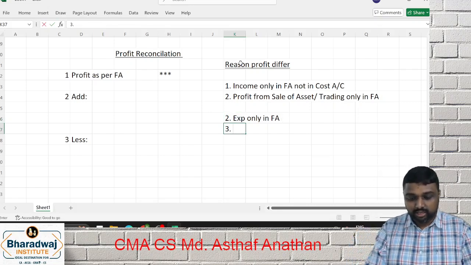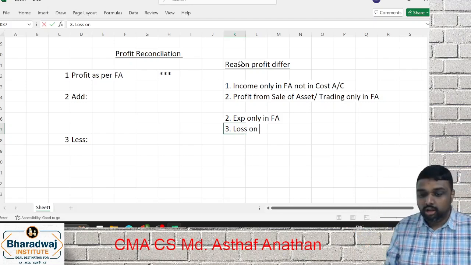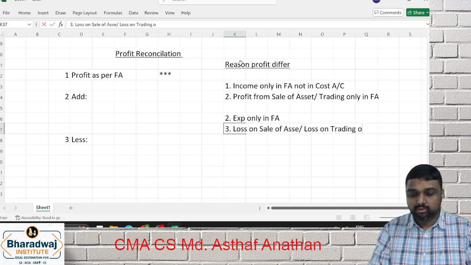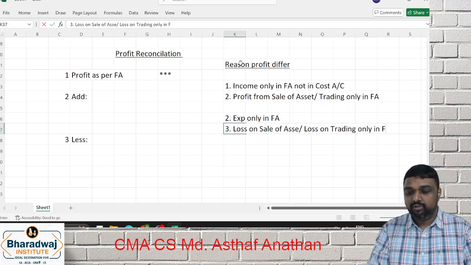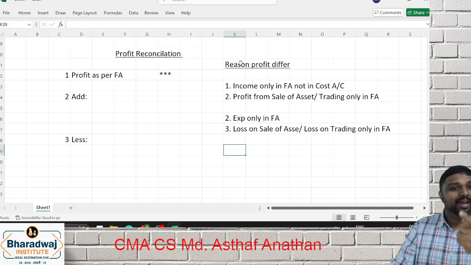Next one is the loss on sale. If you take profit, then you have to take what? Loss on sale of asset, or you can have loss on trading activity. All this only in what? Financial. I understand these both are opposite parameters.